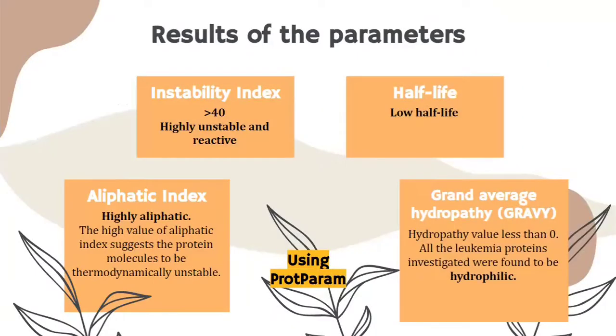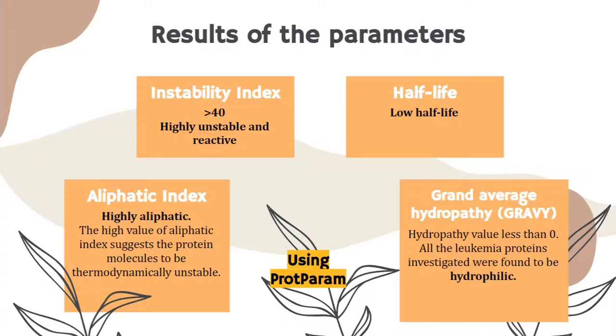Okay, next is the result of the parameters. For the instability index, as mentioned before, when the value of the instability index is higher than 40, the protein is said to be unstable. So the protein in this article has an instability index value higher than 40, which means that the protein is highly unstable and reactive.